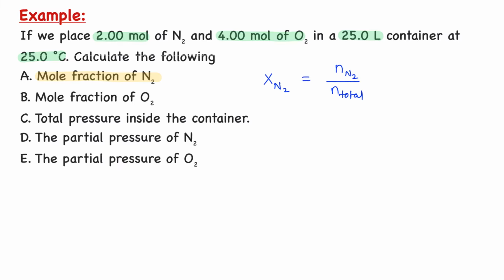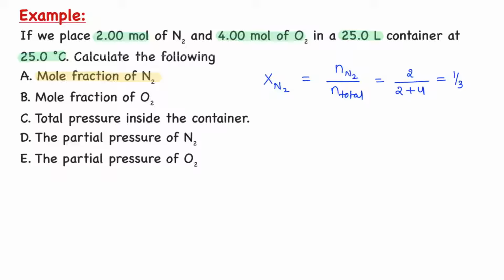Mole fraction of a particular component is equal to the number of moles of that component divided by the total number of moles. For nitrogen, we have 2 moles of it, and in total we have 2 plus 4 moles of gas inside the container. If we do the math, we get mole fraction of nitrogen is equal to 1 over 3.